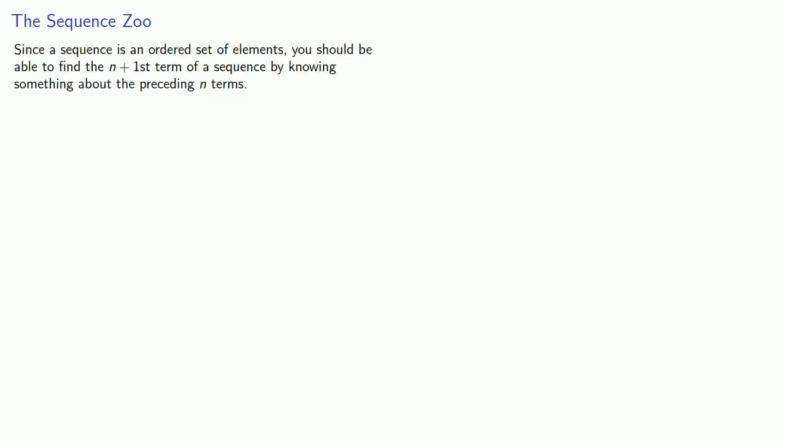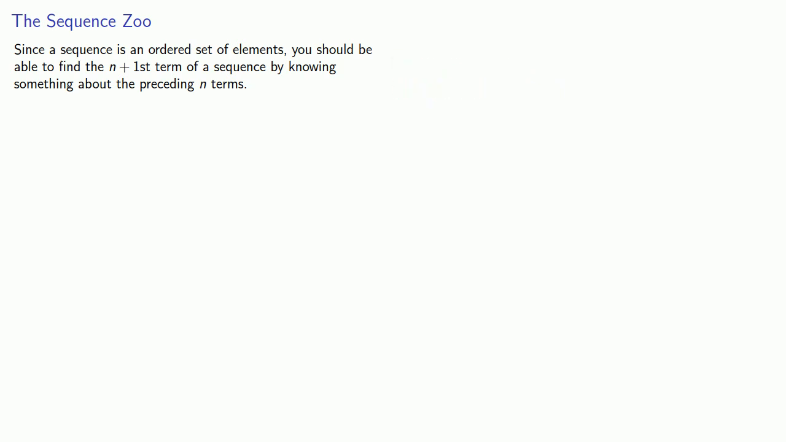Now there's many different sequences, but there are a couple of important types of sequences. So let's consider what the sequence zoo looks like. Since a sequence is an ordered set of elements, you should be able to find the n plus first term of a sequence by knowing something about the preceding n terms of the sequence.